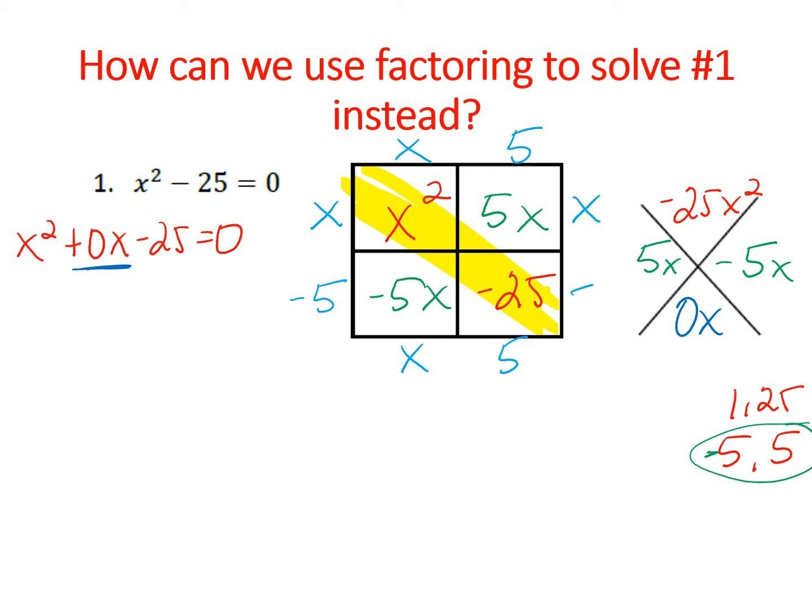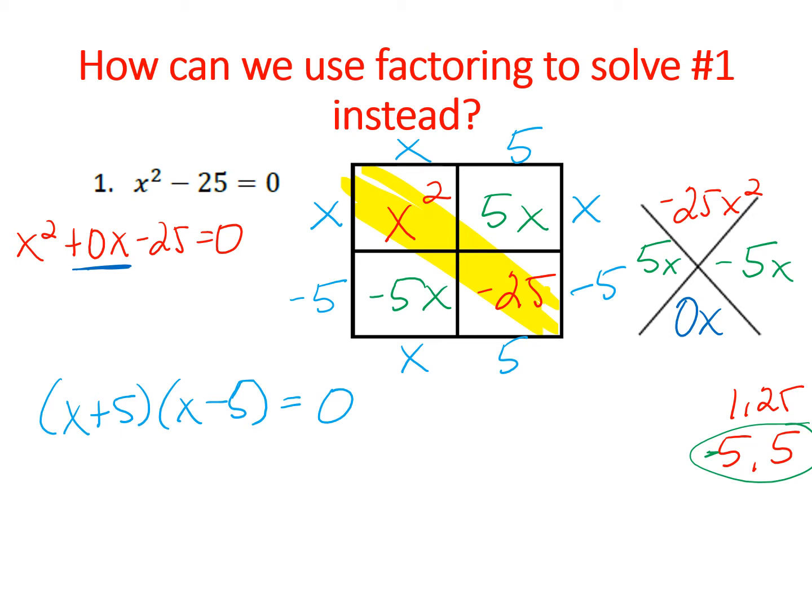I can carry that over, and again, that bottom right-hand box is your check box. Is 5 times negative 5, negative 25, and indeed it is. So we have just factored x squared minus 25. Its 2 factors are x plus 5 and x minus 5. And again, we still have an equation here that we need to solve, so we set that equal to 0.